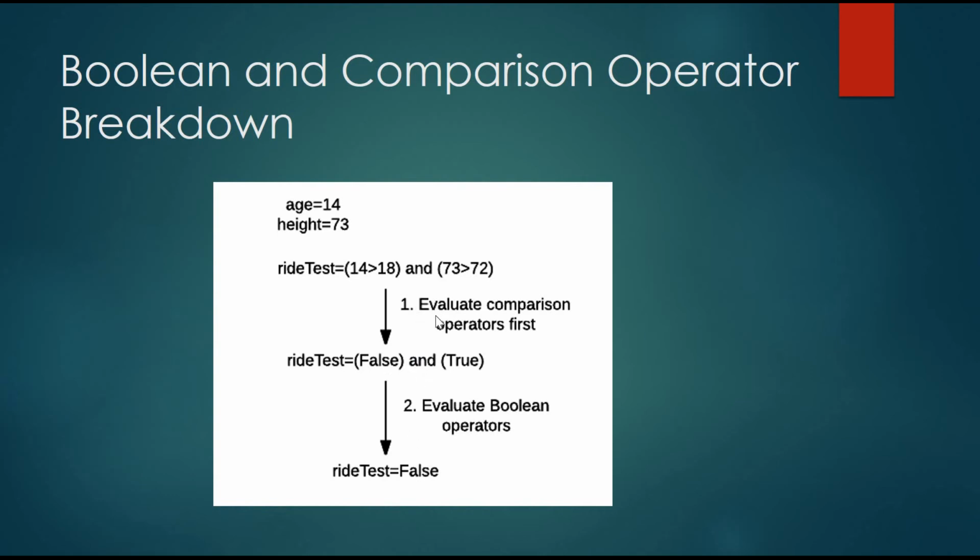So again, the order is you evaluate the comparison operators first, then you evaluate the Boolean operators after all comparison operators have been evaluated. So that's how you use those together. They're very powerful together, and when we look at if and else and elif and while loops and for loops and all sorts of different flow control structures, we will be using these extensively. So it's important you kind of play around with these and understand them.